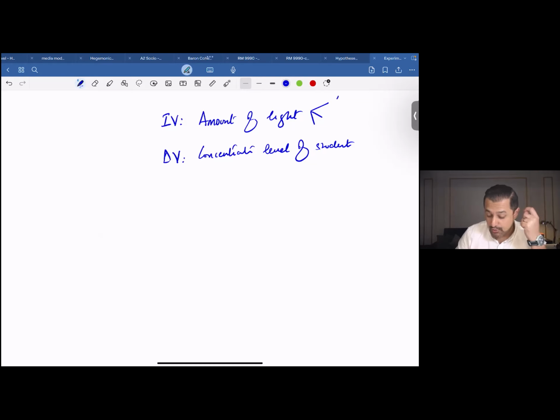So the first level of the independent variable is a class being conducted with a single light switched on. The second is a class being conducted with two lights switched on. And the third is a class being conducted with three lights switched on. Let's just say we have 10 students in a class.